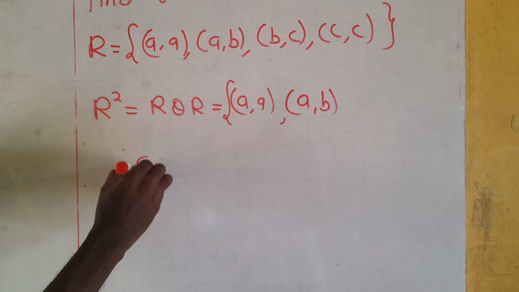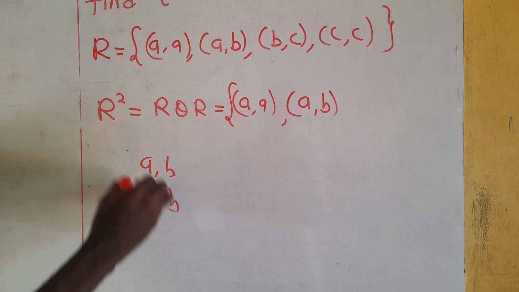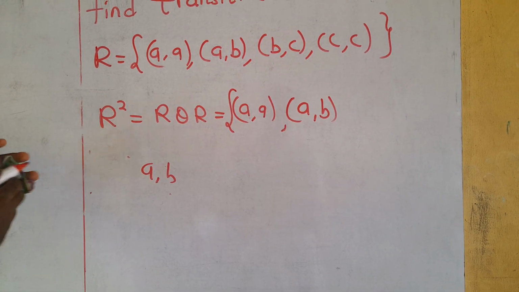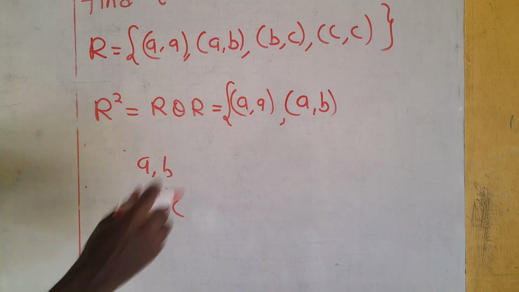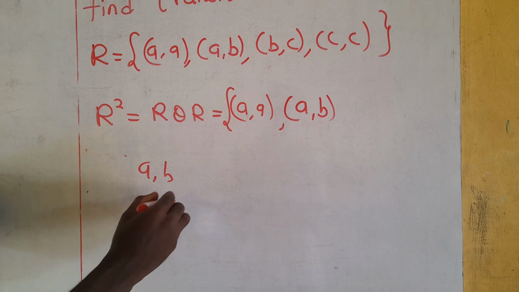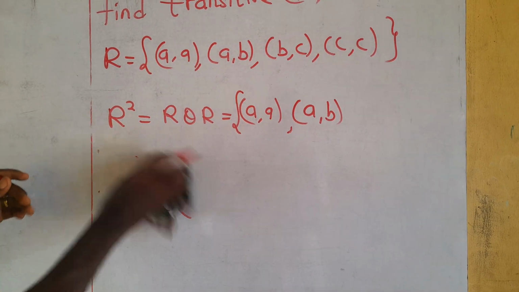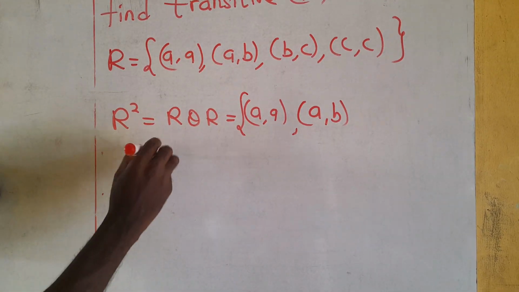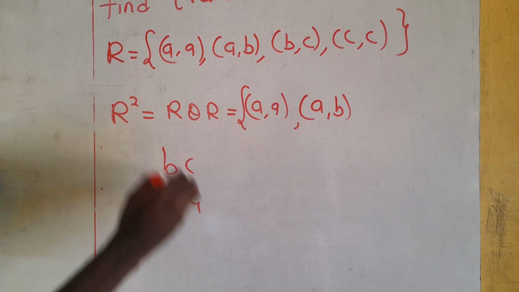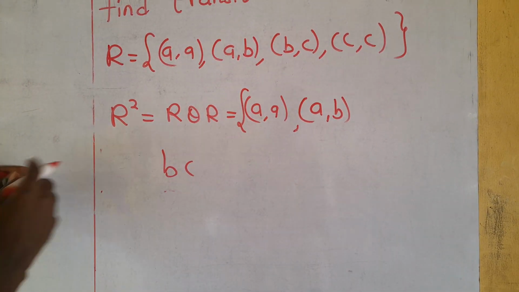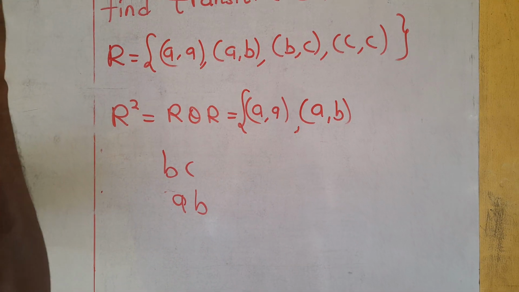Now AB against itself. It doesn't relate. AB against BC. It doesn't relate. AB against CC. We don't have such a relation. Now we take BC. BC against AA. No such relation. BC against AB.